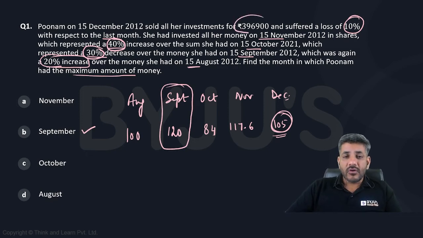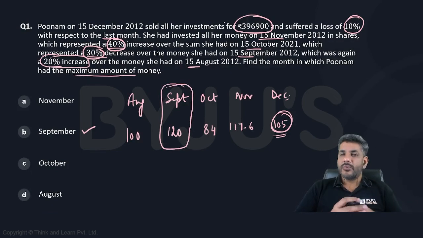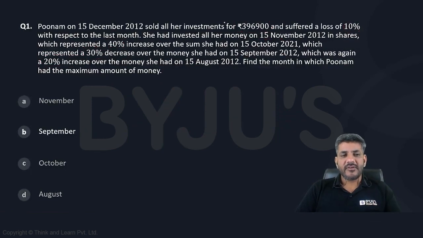Was this amount of no use? Yes, it was of no use because they did not ask us what was the amount. They just asked us what was the maximum amount of money in any of the months. So that's what we have answered over here, and I would put this question in the category of an easy to moderate level question, right? So the answer for this question finally is September, as given on your screen.